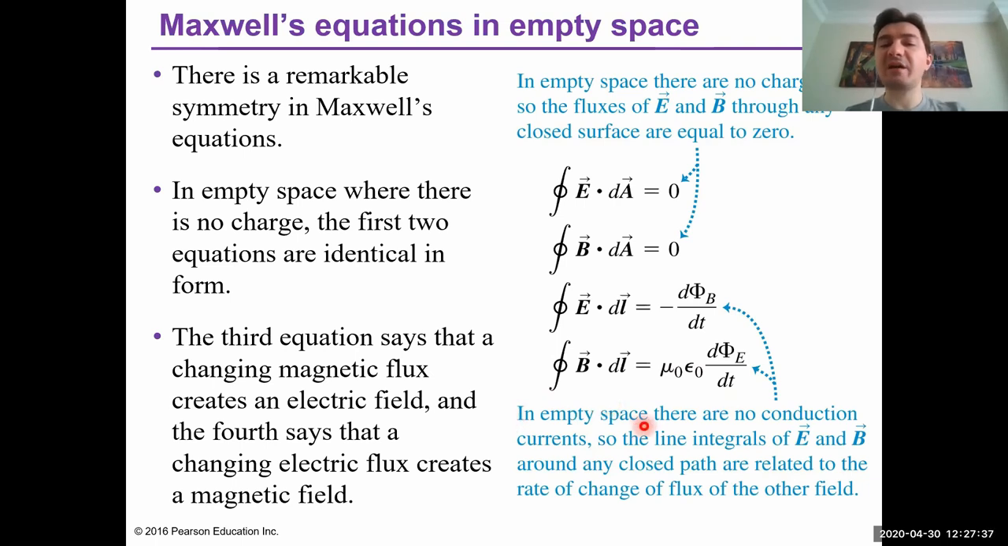In empty space, there are no conduction currents, so the line integrals of E and B around any closed path are related to the rate of change of flux of the other field. So with changing electric flux, you can produce magnetic field. By changing the magnetic flux, you can produce electric field. So this is a very useful mechanism, and we will talk about it in detail later on.